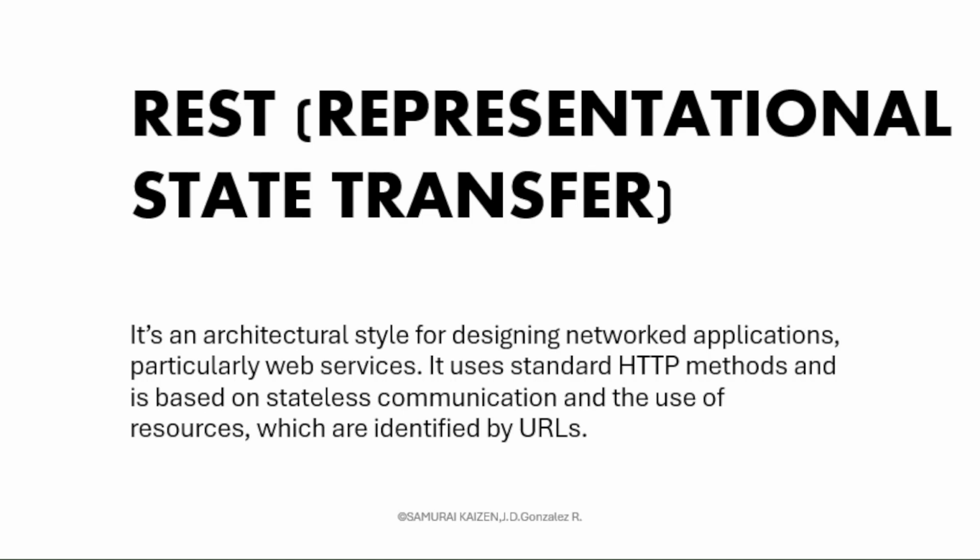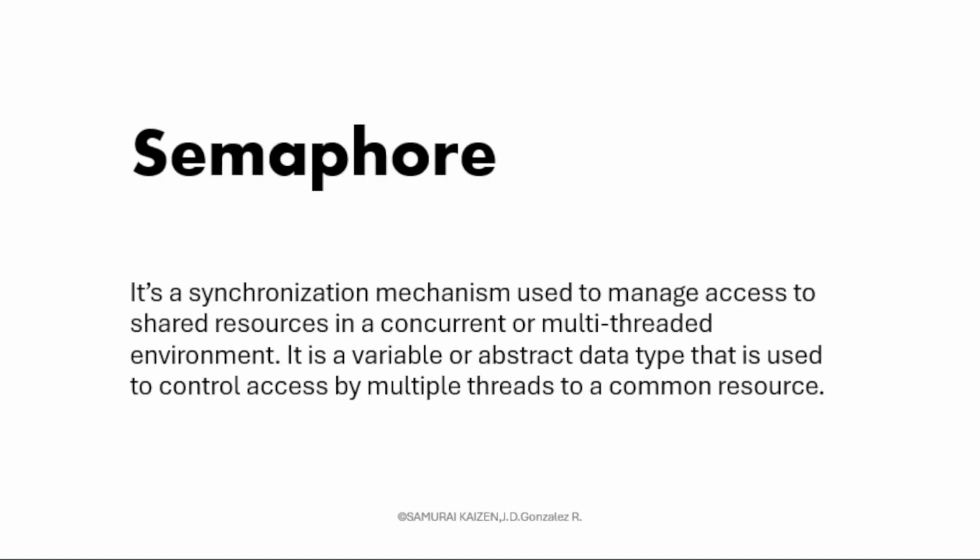Semaphore. It's a synchronization mechanism used to manage access to shared resources in a concurrent or multi-threaded environment. It is a variable or abstract data type that is used to control access by multiple threads to a common resource.